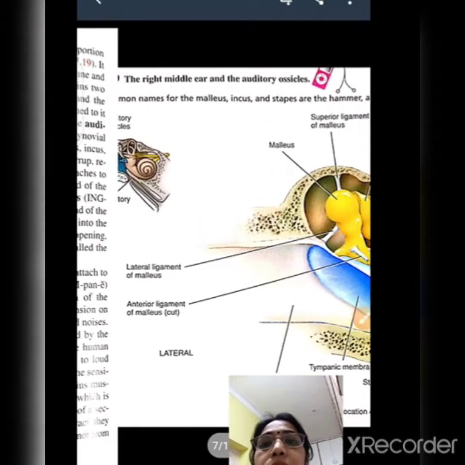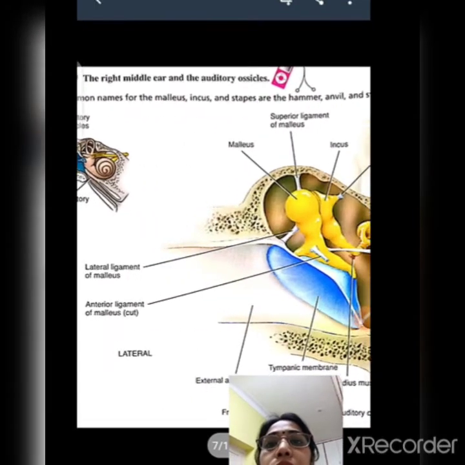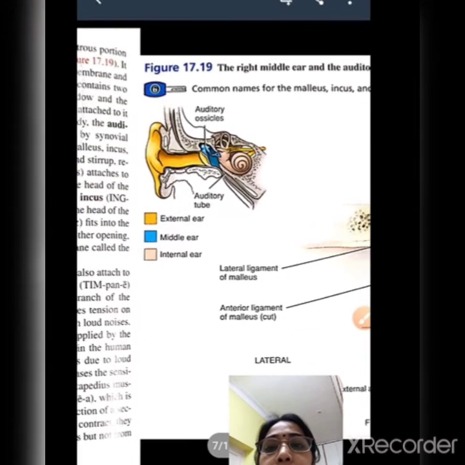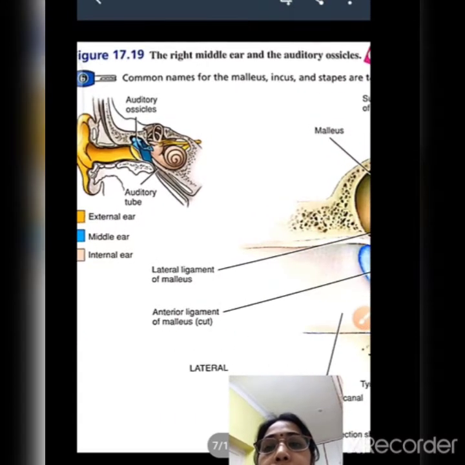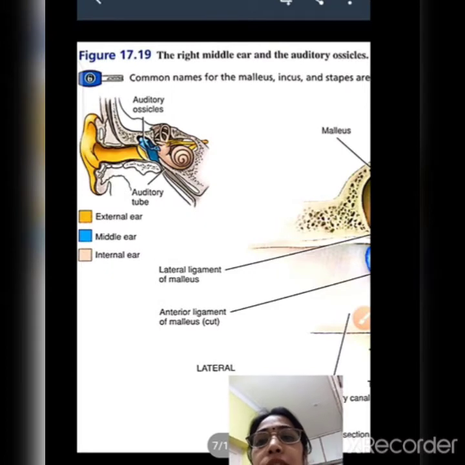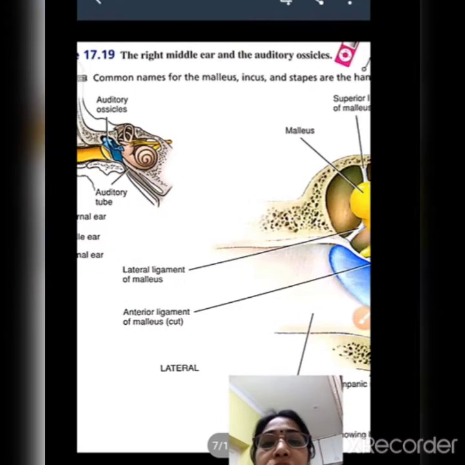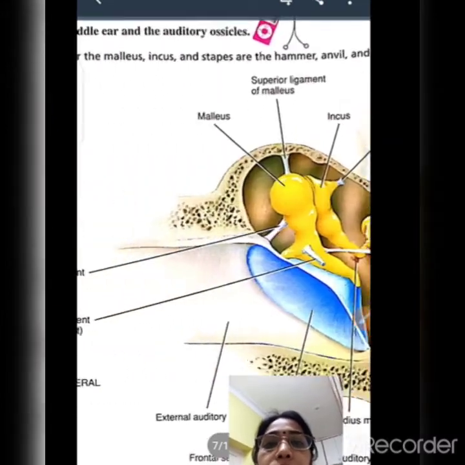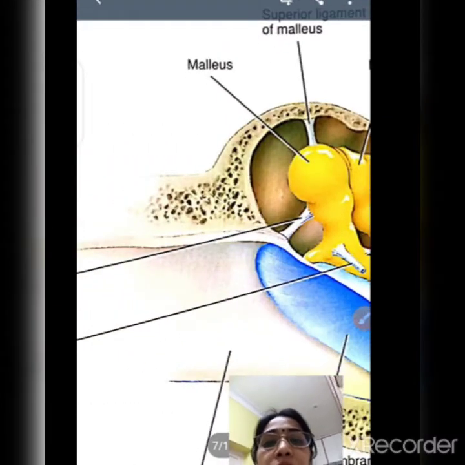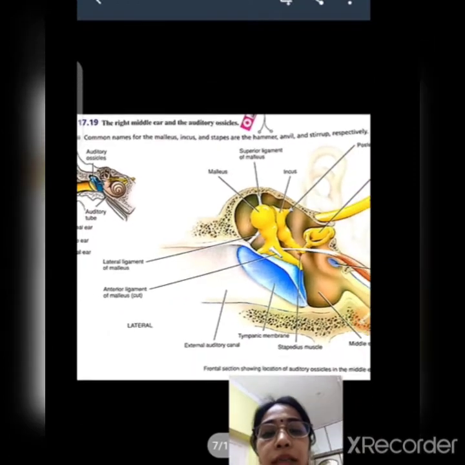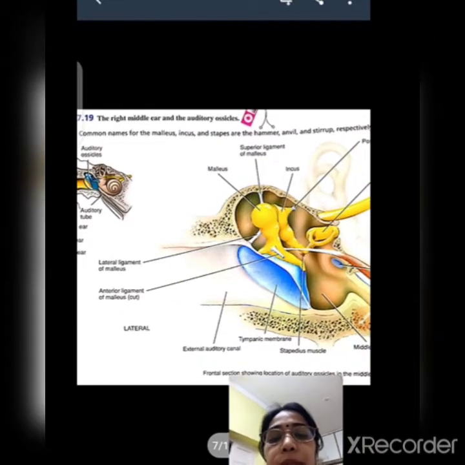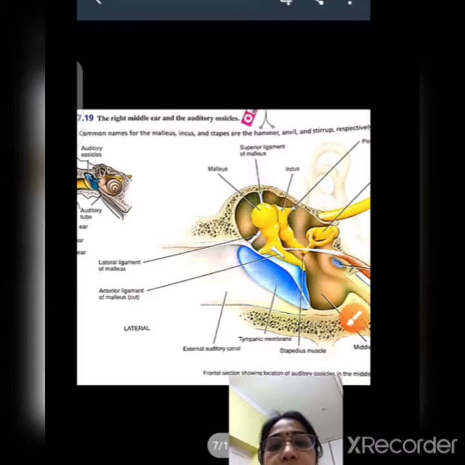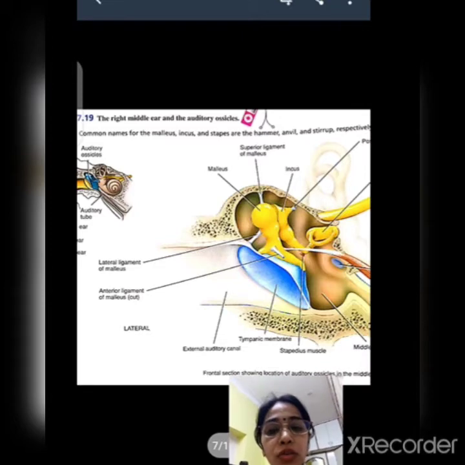Next you can see the right ear. Here also orange is the external ear, blue is the middle ear, and the light portion is the inner ear. Here you can see the small bones and how they are attached to each other: the malleus, incus, and the stapes. The blue colored one is the tympanic membrane, the ear drum, which in Hindi we call कान का पर्दा.